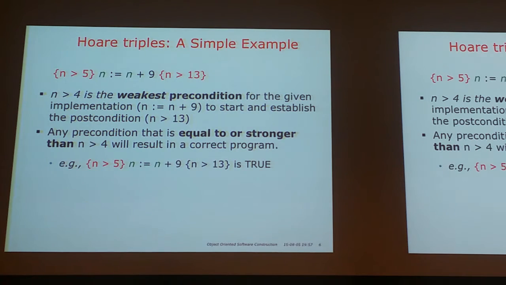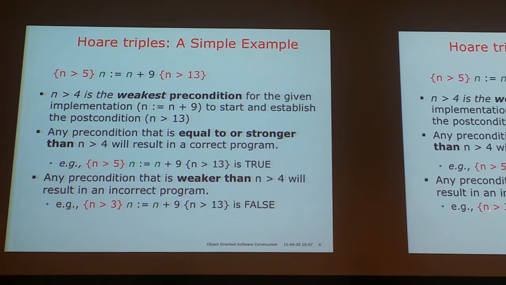Now, any precondition equal to or stronger than n greater than 4 will still result in a correct program. We just saw that already. Let's say you're trying n greater than 4, which is actually stronger than n larger than 4. So this is okay. However, on the other hand, we tried this input already, and that's actually weaker than the weakest precondition.